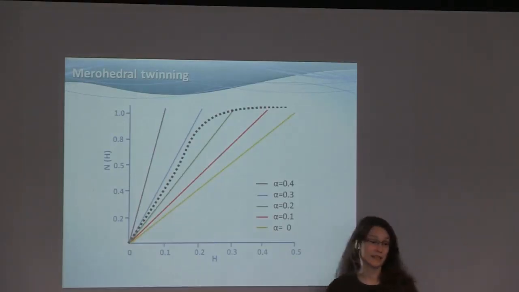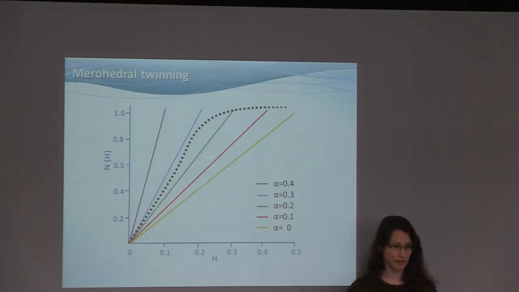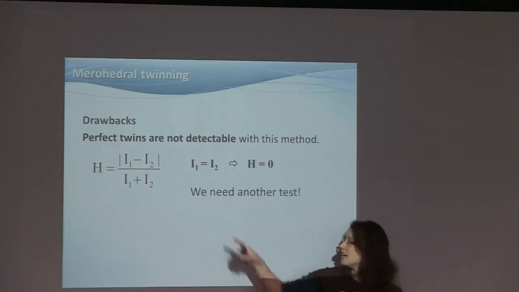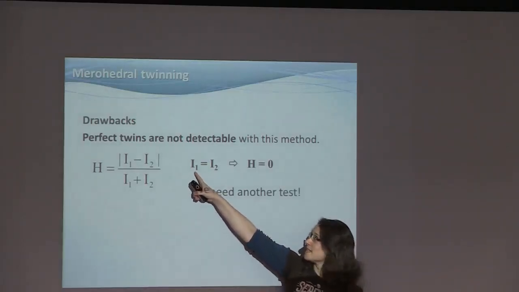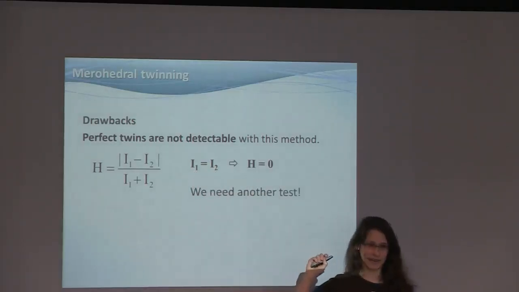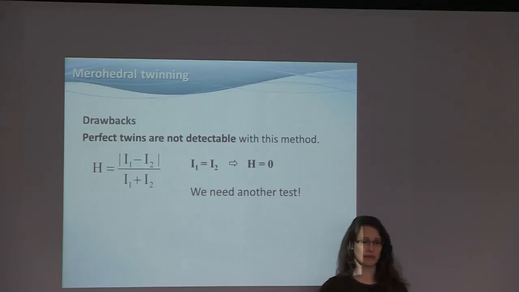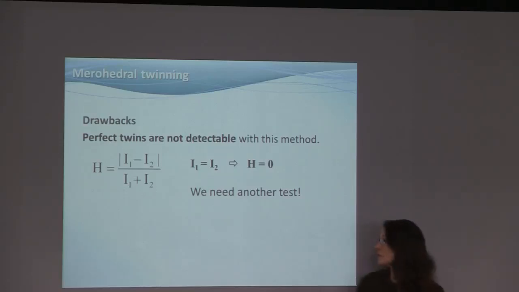Half, yes. Half would be a perfect twin. Twins where alpha is 50% are called perfect twins. And there is no line for half. Why not? Well, if you think back to H, if we have the same intensity for the first and the second as we would have in a perfect twin, that would result in H being 0 and we could not make a graph. So we need another test.